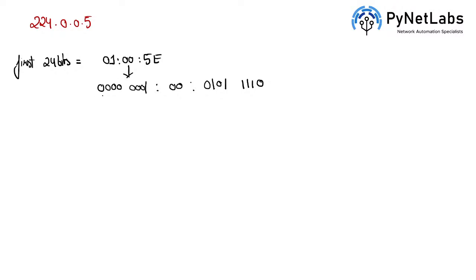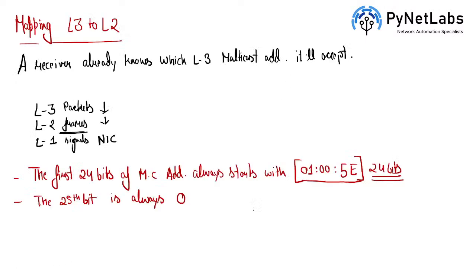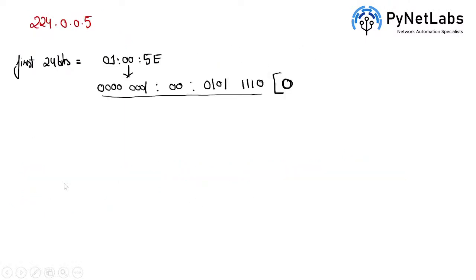You can see these 24 bits are reserved like this, and like I told you, the 25th bit will be reserved as 0 only. As I have mentioned in my slide, the 25th bit will always be 0. Now the next 23 bits are copied from the IP multicast group address. Right now we have the 24 bits here, but we have to write the entire 32 bits. So how exactly are we going to write? What was the multicast address we have taken? It was 224.0.0.5. Now we have 24 bits reserved here.